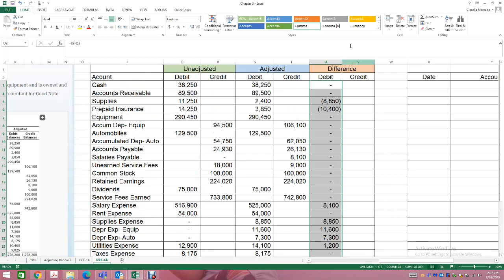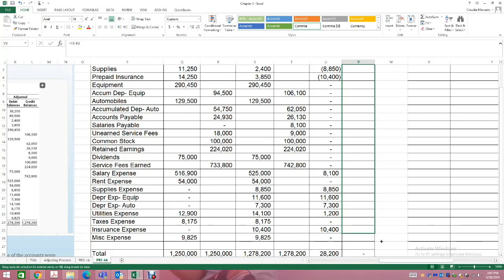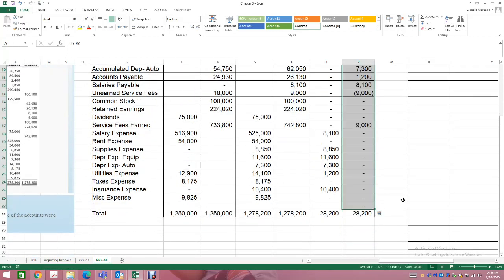Okay. We're going to do the same thing with the credit. I'm going to get my credit for my adjusted balance minus the credit for my unadjusted balance, and it's going to give me a number. And then I just grab the little box here at the end and drag it down. Okay. So if you notice, my debit equals my credit, 28,200, 28,200.